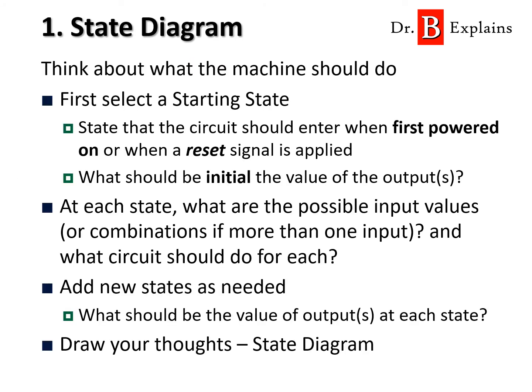The first step is to create a state diagram. You need to think about what the machine should do. First, we select a starting state. This is a state that the circuit will be entering when first powered on or when a reset signal is applied. So think about what the initial value for the outputs in that state should be also. Now, at each of the states, what are the possible input values or the possible combinations, if you have more than one input, and what the circuit should do for each of these possibilities.